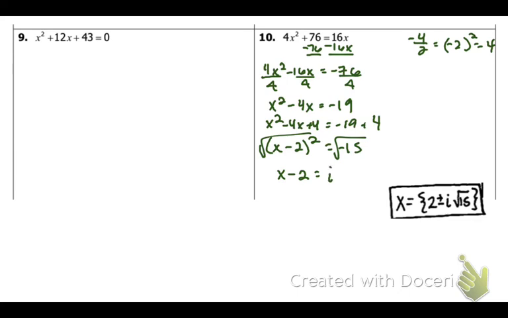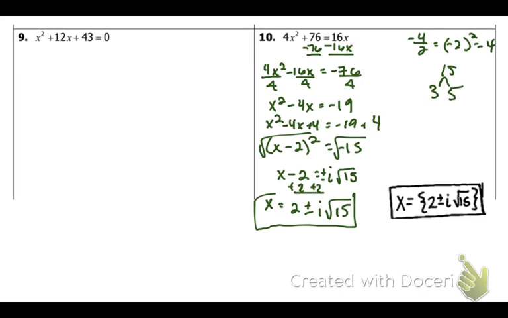So this is actually this, plus and minus. Now the 15, can we break that down? It's only 3 and 5, so there's nothing. So I'm going to be left with x. I'm going to add 2 to both sides first, and then I'm going to be left with x is equal to 2 plus or minus i times square root of 15. You cannot combine those two, so then you're done, which matches this answer.